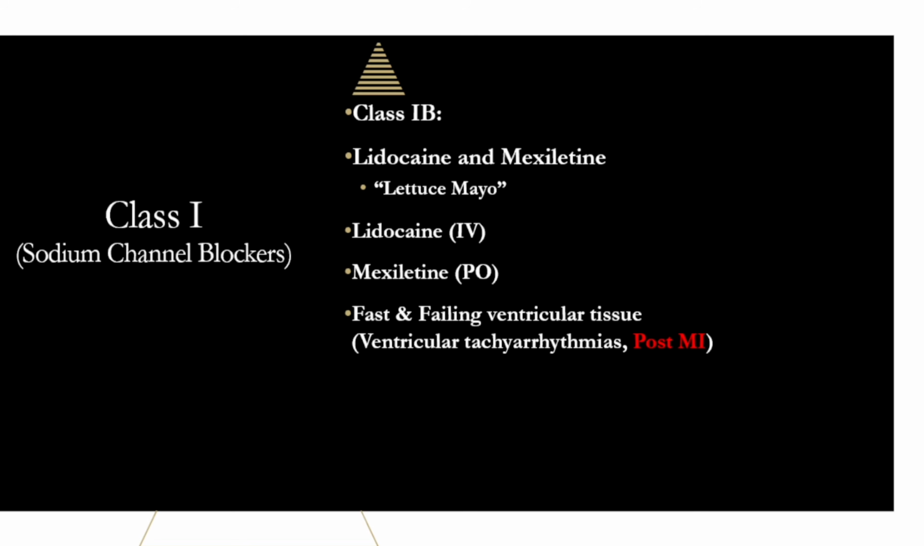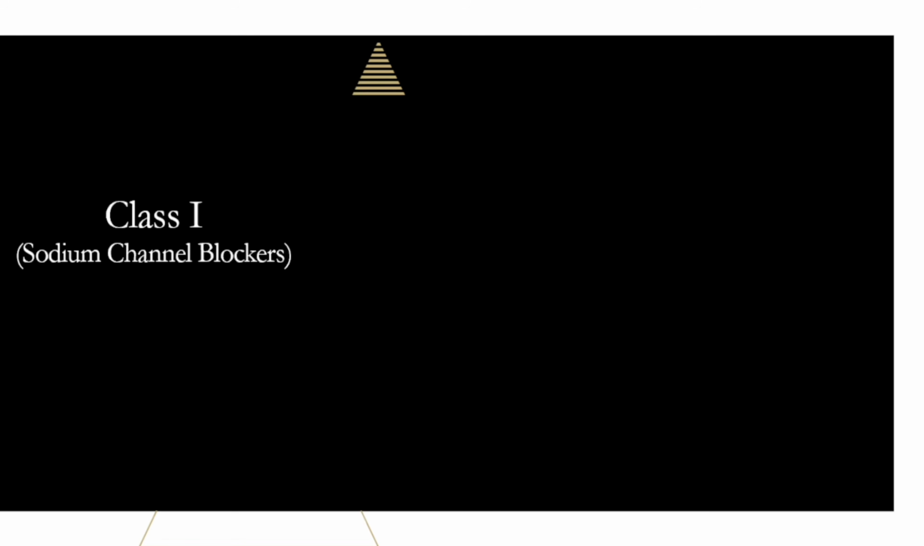Lidocaine can be used in our ACLS algorithm. So main takeaway, class 1B, remember, use these drugs in fast and failing ventricular tissue, ventricular tachyarrhythmias, and post-MI. Okay, that leaves us with our class 1C drugs. Remember, that's going to be fries, please.